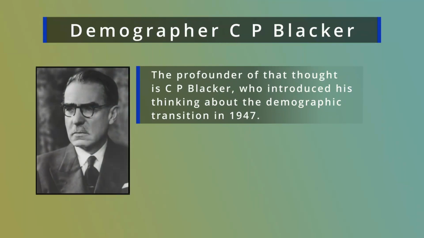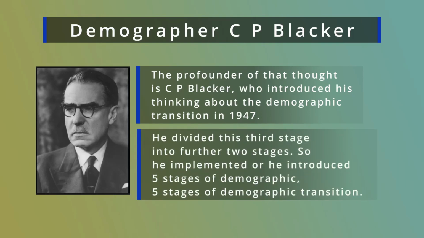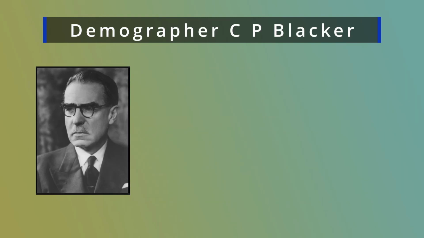After this, at this point, the demographers divide, and there is a school of thought whose propounder is C.P. Blacker, who introduced his thinking about the demographic transition in 1947. He divided this third stage into two further stages. So he introduced five stages of demographic transition. What is the first stage?